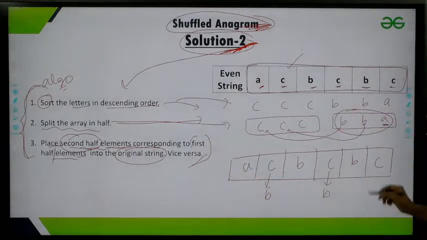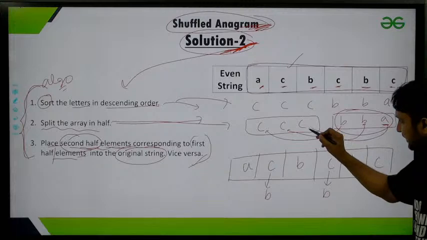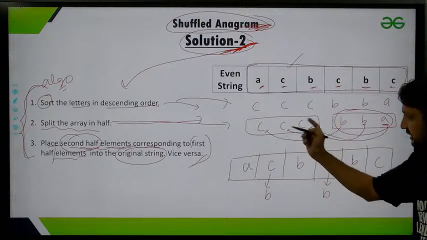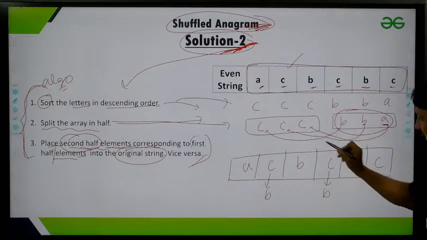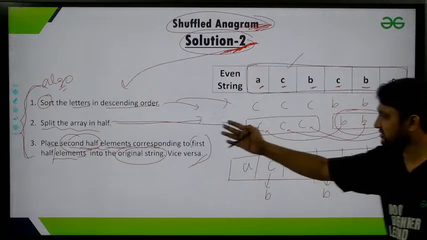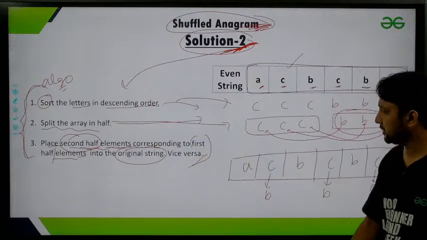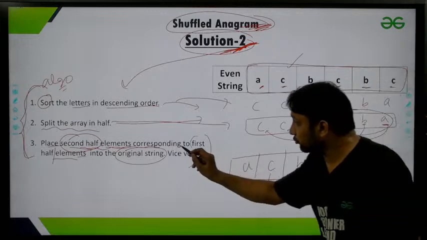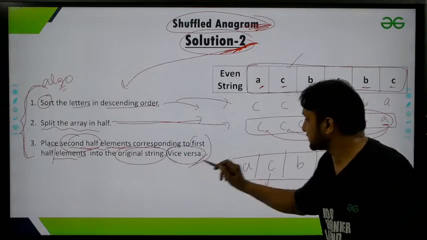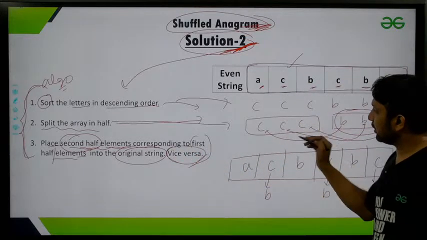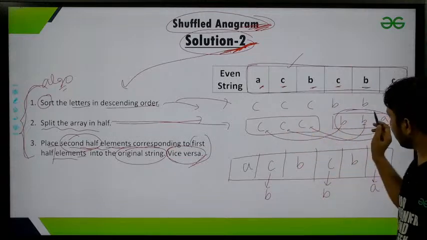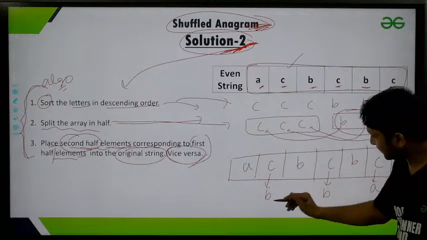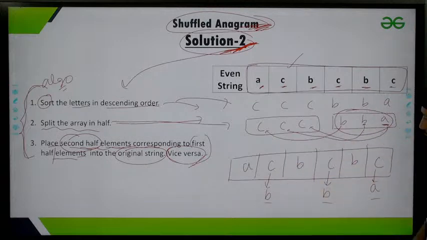For A, the corresponding character is C in the first half. So I will place A below C in my original string. That's it. This is what this statement is saying. And we need to do it both ways, vice versa, from left to right also, from the first half to the second half also. I have put all the elements of the second half. See, all the elements of the second half.